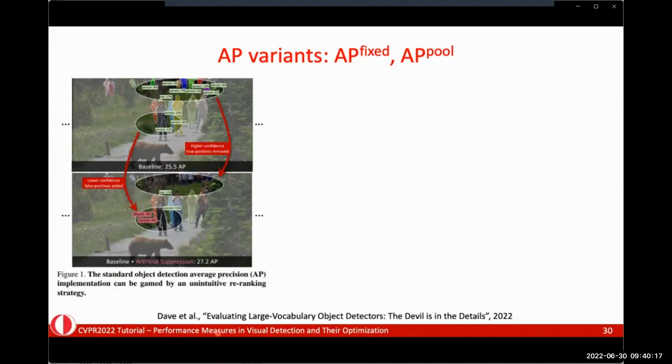They discover an unintuitive re-ranking strategy that can increase AP substantially, in this example from 25.5 to 27.2, by reducing the number of detection outputs for frequent classes, person in this case, and increasing the number of rarer classes, bicycle in this case. This re-ranking balances AP better across categories, but counterintuitively removes some higher confidence true positives while also adding some lower confidence false positives as shown in this figure.